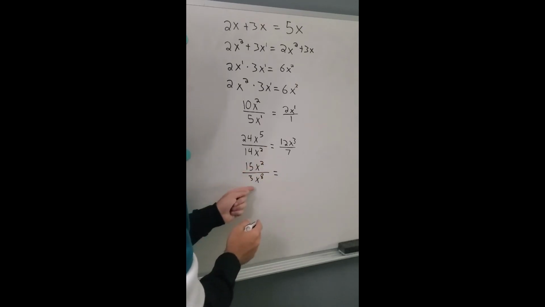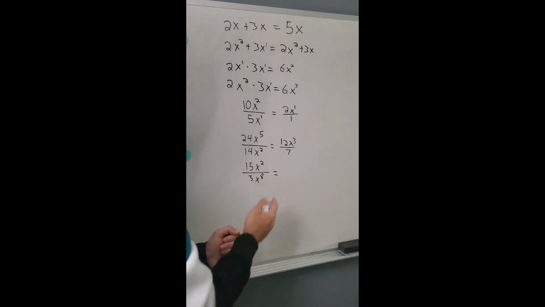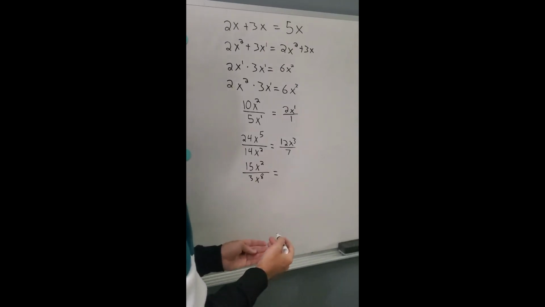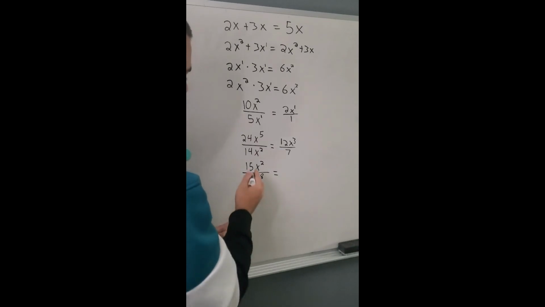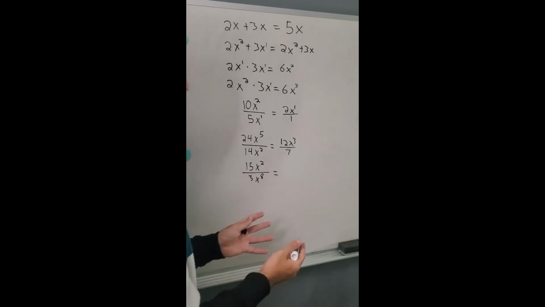15x to the second over 3x to the eighth. This is the last example here. In this case, the larger exponent is down below. That confuses students sometimes, but here's a simple solution. First, let's focus on the coefficients. Let's get those knocked out right away.